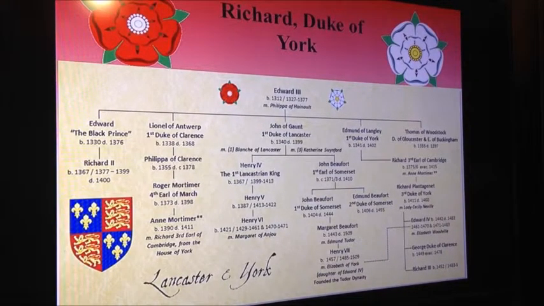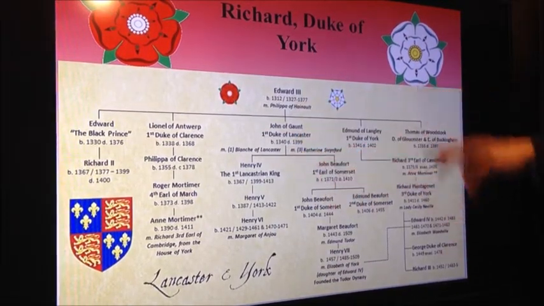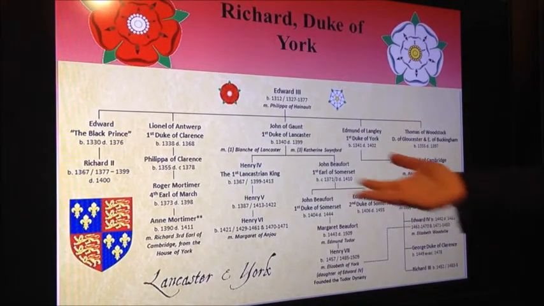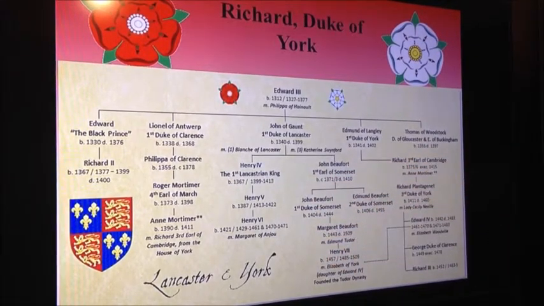So right now you have the granddaughter of the second son and the grandson of the fourth son against the grandson of the third son, with Henry VI having a much better claim to the throne.